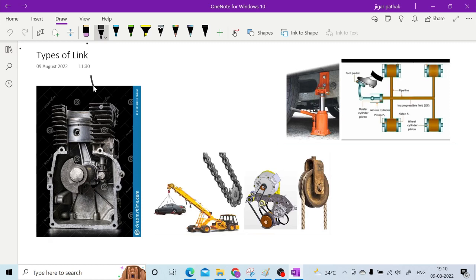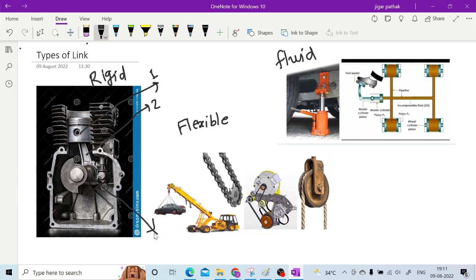so you have rigid link, then flexible link, and fluid link. As you can see on the screen, for the rigid link, this piston is one of the links. This is the connecting rod, another link. Here you have this camshaft, that is also one of the links. And this cylinder is fixed, so it is also one of the links.